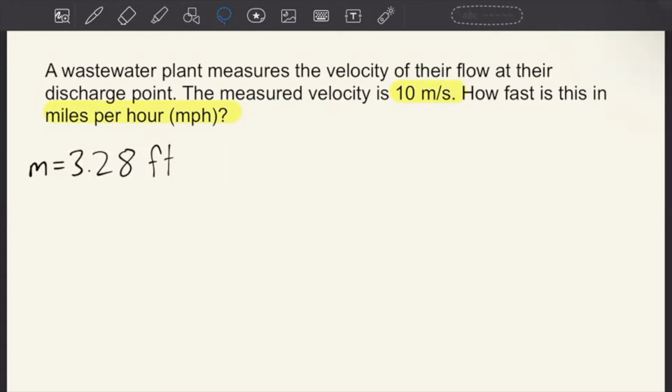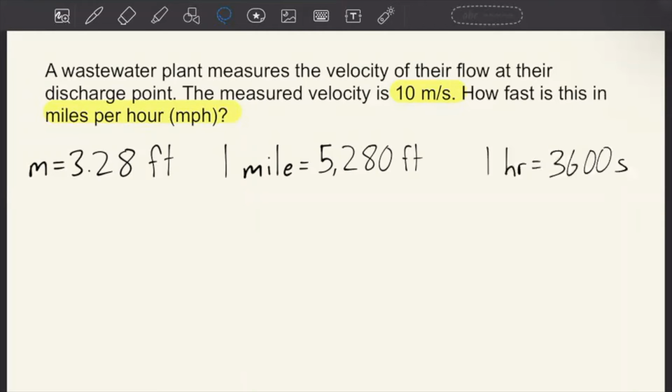So we'll use feet to meters. 1 meter equals 3.28 feet. And next, 1 mile equals 5,280 feet. Then we want to convert seconds to hours. And there are 3,600 seconds in 1 hour.